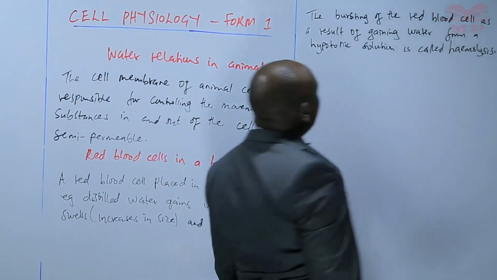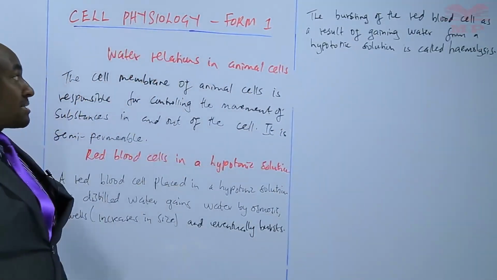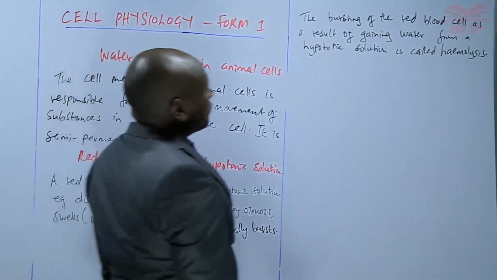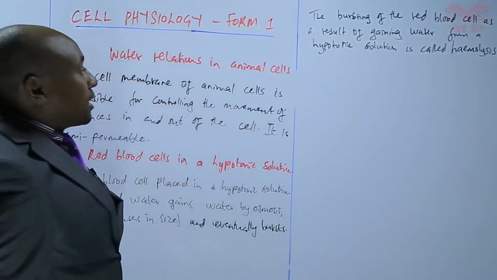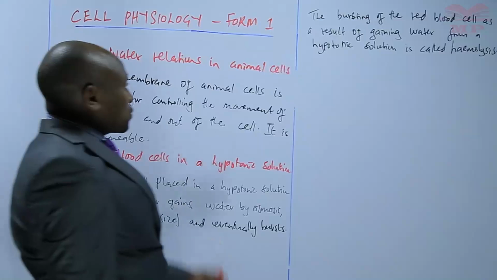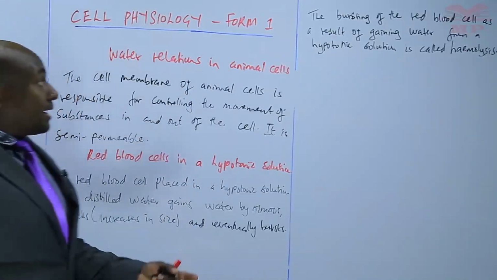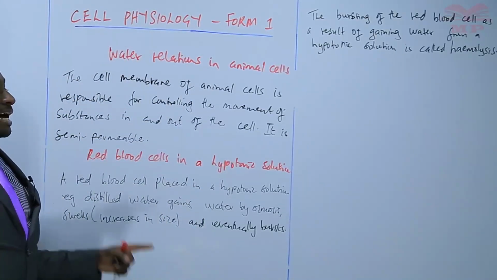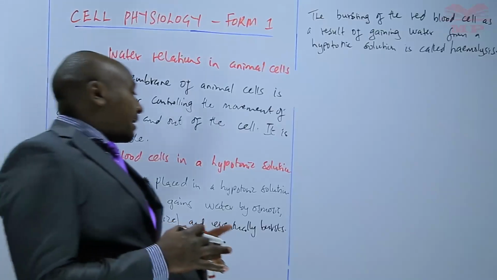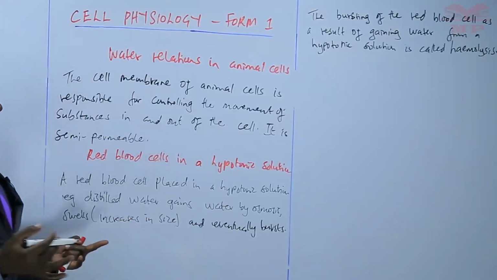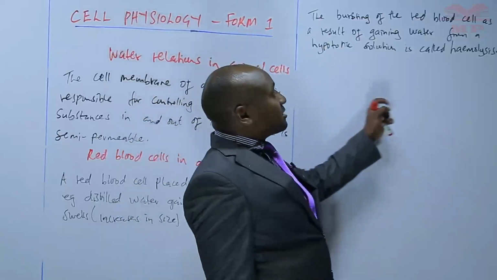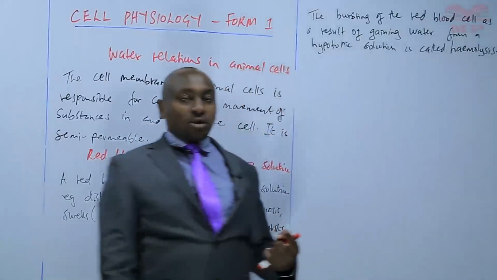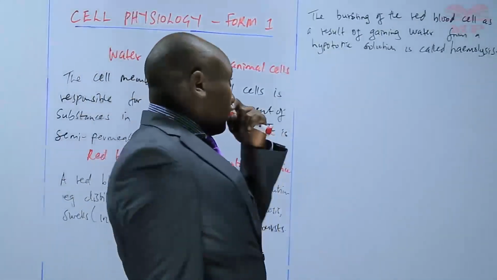So the process by which the red blood cell bursts as a result of gaining water from a hypotonic solution is called haemolysis. So we are saying that the cell continues gaining water until it cannot increase further in terms of the size, and therefore it bursts. So we say that that cell has become haemolyzed or has undergone haemolysis.